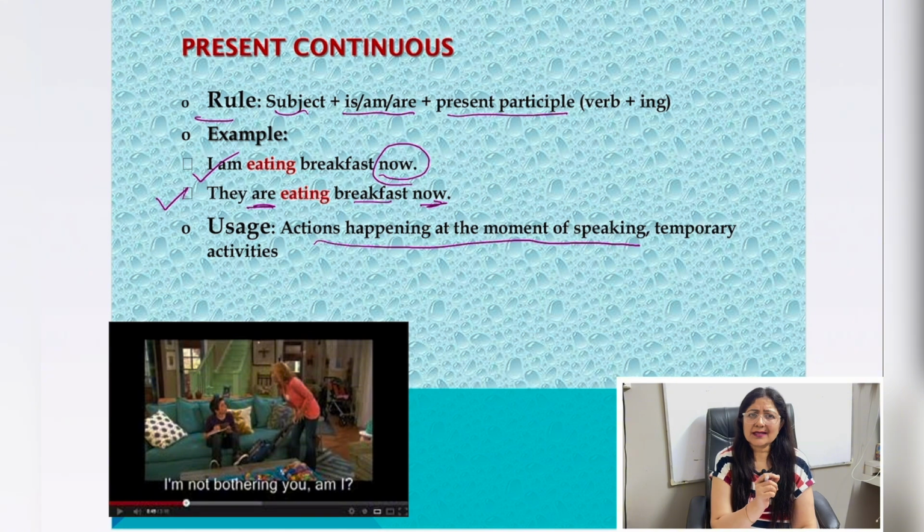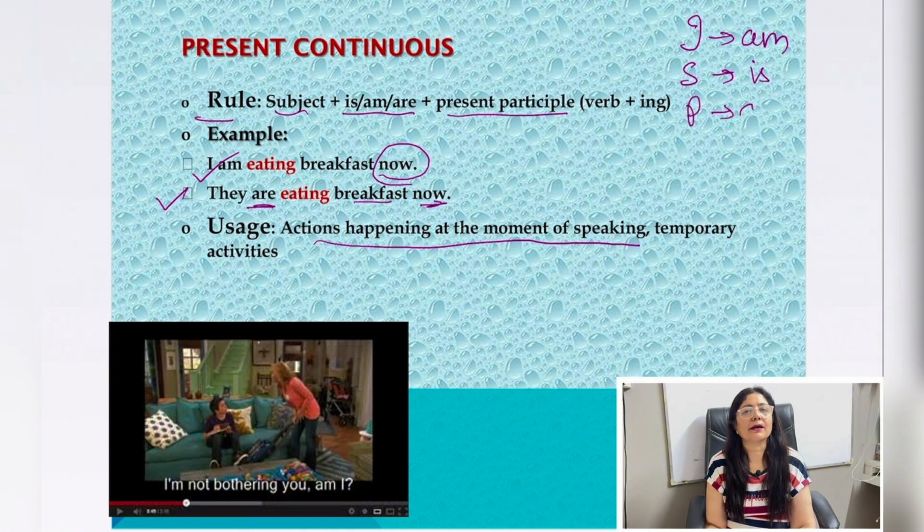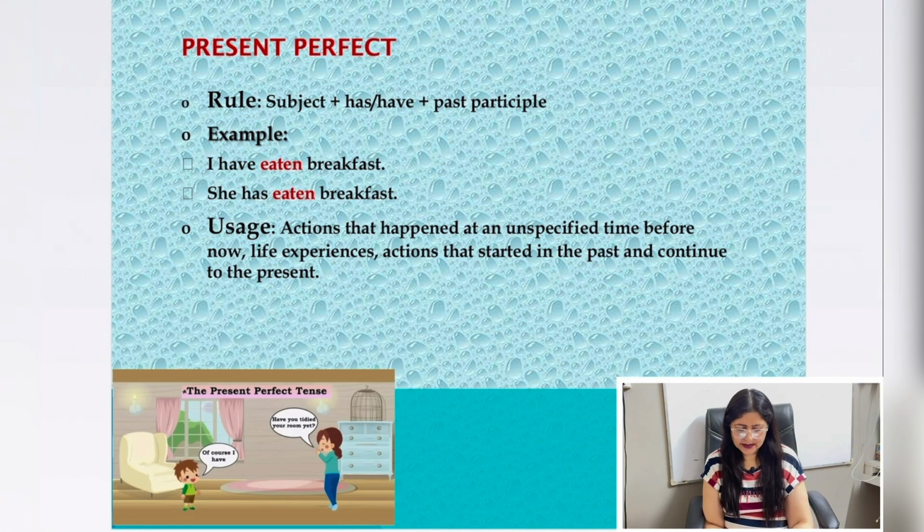The helping verbs used are is, am, are, as the subject is singular or plural. With I I will use am, with a singular subject I will be using is, and with a plural subject I will be using are. Now present perfect tense.